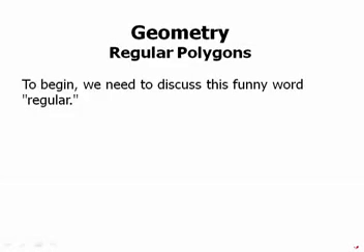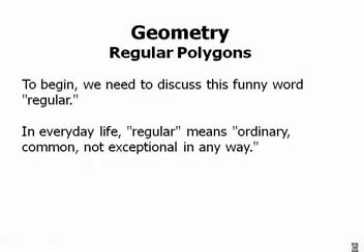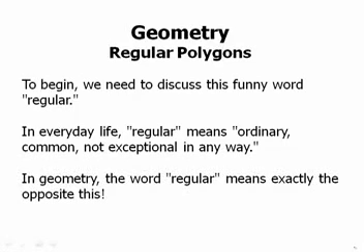Now we can start talking about the most special and elite of all the shapes in geometry, the regular polygons. To begin, we need to discuss this very funny word, regular. In everyday life, regular means ordinary, common, not exceptional in any way. In geometry, the word regular means exactly the opposite of this. And this is what's so confusing. This is one word where the use in mathematics, the use in geometry, is the absolute opposite of its colloquial everyday use. In geometry, the word regular means special and elite.